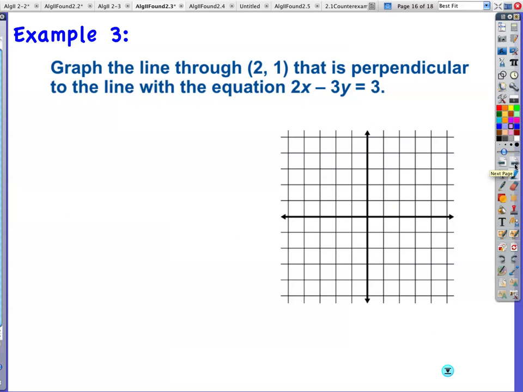Example 3. Graph the line through 2, 1 that is perpendicular to the line of the equation 2x minus 3y equals 3. So let me get my point up there, 2, 1. If it's going to be perpendicular, I need to find my slope. How am I going to find my slope in this case? I am going to graph and find the slope. So 2x minus 3y equals 3.